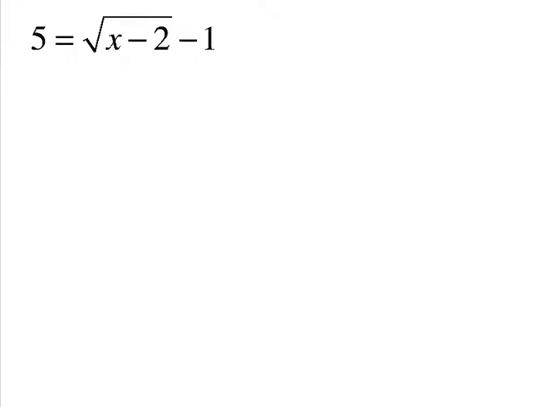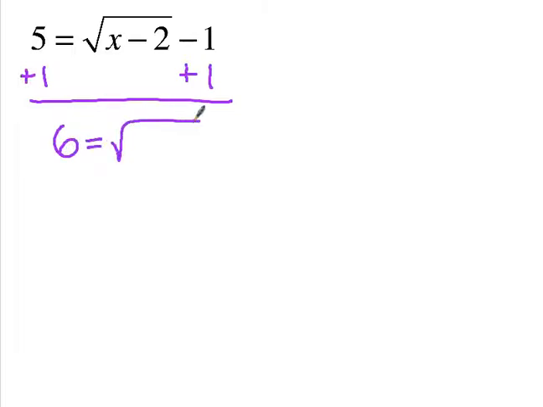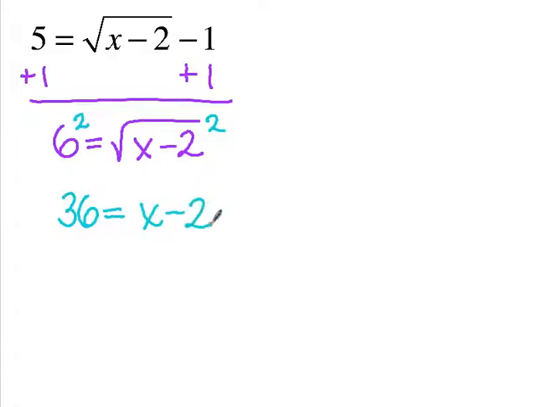Let's look at this one right here. I have 5 equals the square root of x minus 2, minus 1. So what do I do first? Add 1 to both sides because I need to isolate that radical. So I get 6 equals the square root of x minus 2. What do you do now? Square both sides again. On the left side I get 36 equals x minus 2.